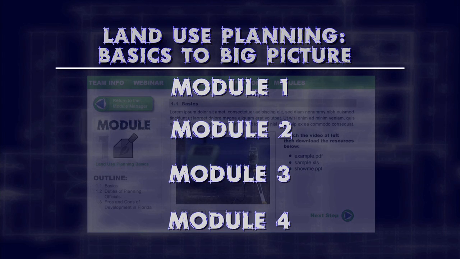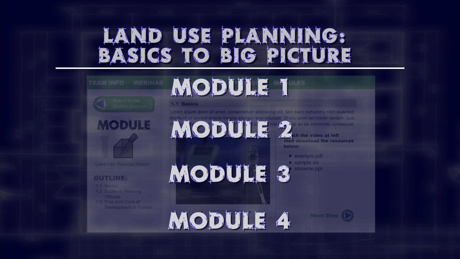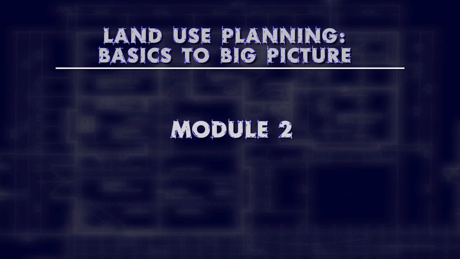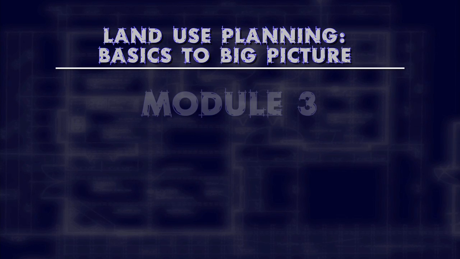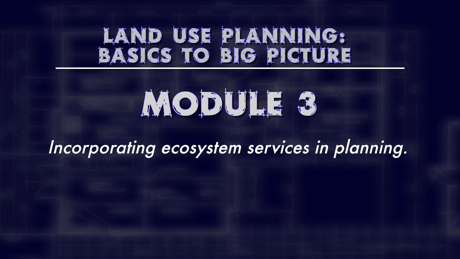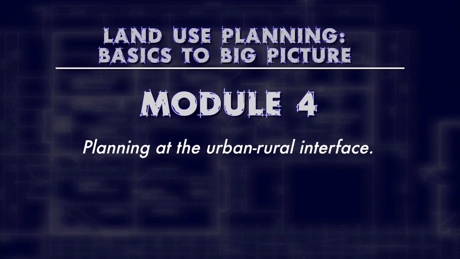The 3 other modules on this site each have information, webinars, and useful links that can be accessed by clicking on each module icon. Module 2 is about planning to reduce our ecological footprint. Module 3 is about how we can incorporate ecosystem services into planning. And Module 4 is about planning at the urban-rural interface. So let's get started on some planning basics.